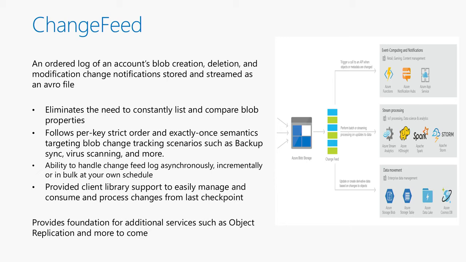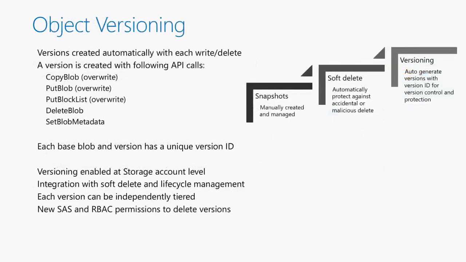So this is one of the features that is required for object replication. Object replication will build upon change feed to replicate your data to secondary regions. And then object versioning is another great feature that's been requested.